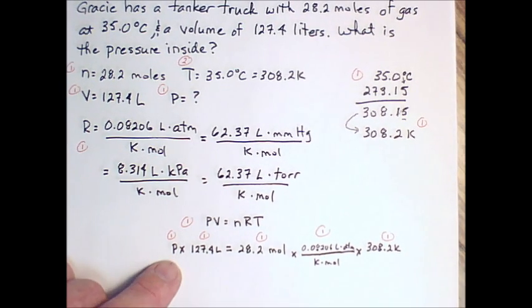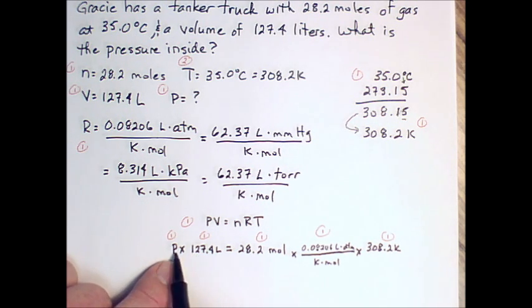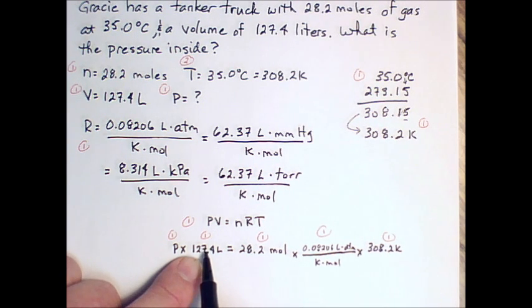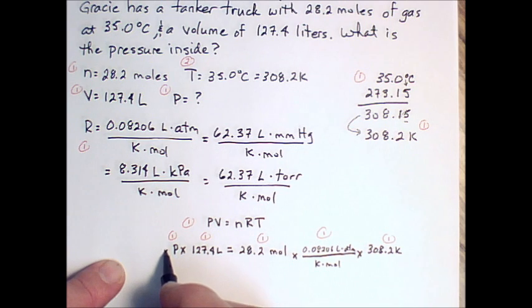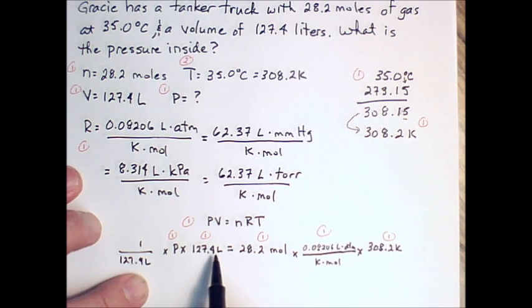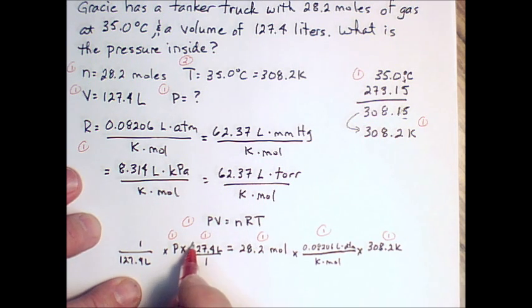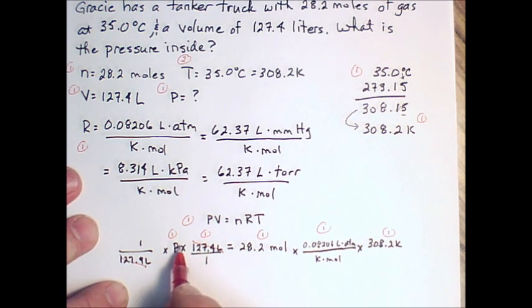To solve for P then, we have to isolate P, get it all by itself. And the way we do that is, since this is multiplication, P times this, to undo multiplication, you use division. And so we're going to multiply this times 1 over 127.4 liters. Putting this on the top by putting this over 1 and this on the bottom. That allows us to cancel this entire thing here and leaves us P by itself. Okay?